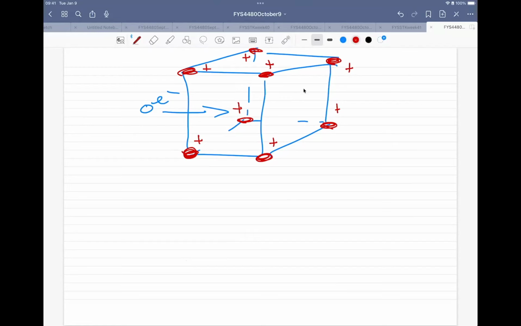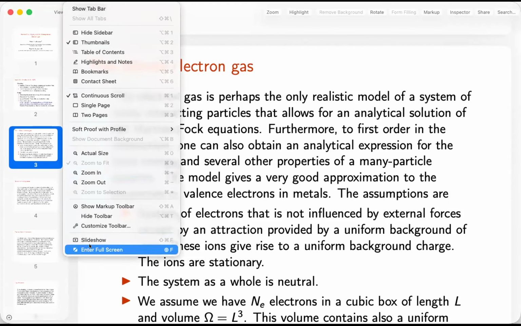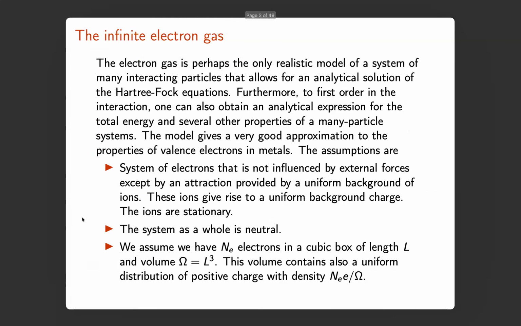If you're dealing with a solid state problem, you would often encounter some type of lattices which reflect the symmetry of the system. So let's just go back to the slides. The other thing is that we assume that these ions are stationary, so there's a stationary background. The system as a whole is neutral. And then what we are going to do now is to place a given number of electrons.